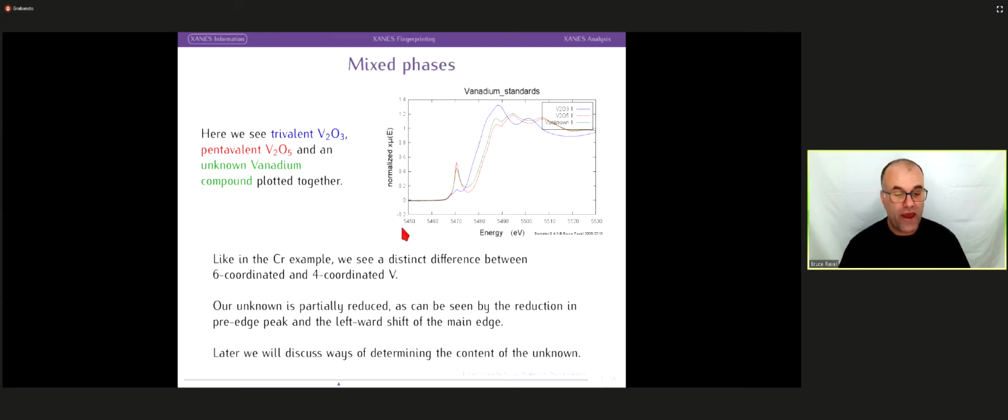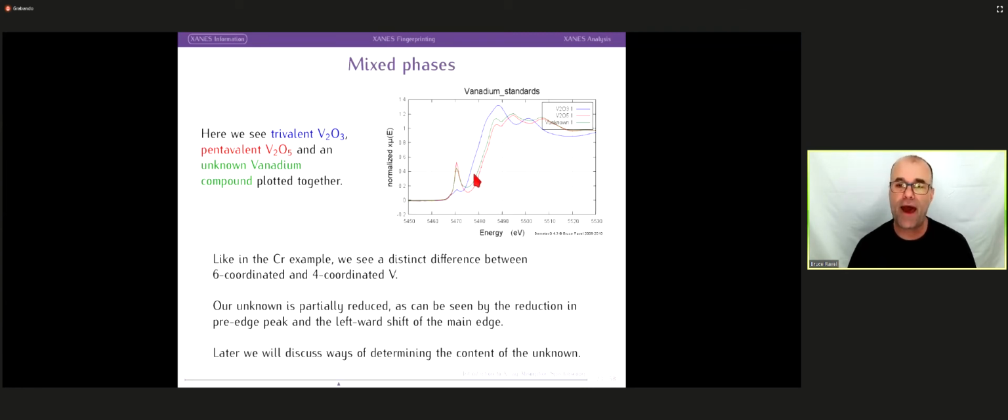So to begin getting at the first fellow's question, here is a sort of artificially created mixture sample. I'm showing you two different valence states, trivalent and pentavalent vanadium. And then I made a mixture by taking a little bit of one and a little bit of the other and mixing them together and measuring the XAFS on that.